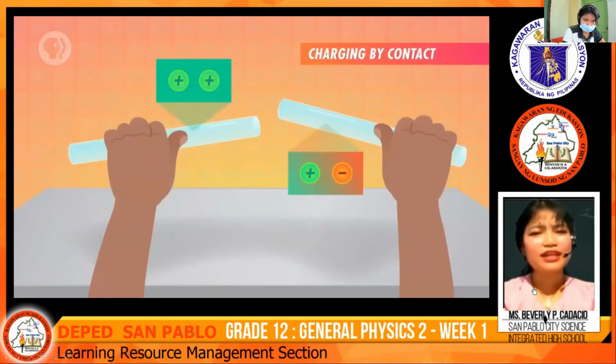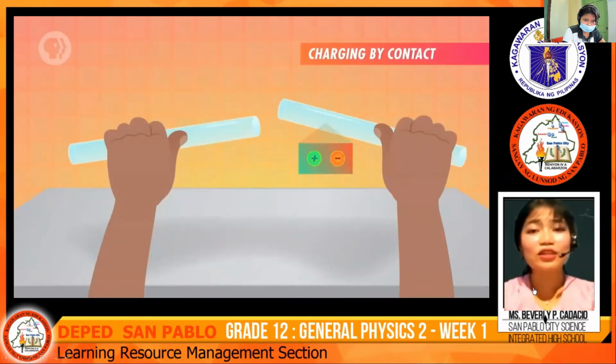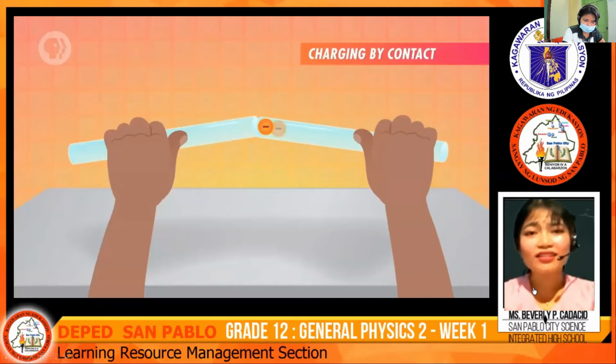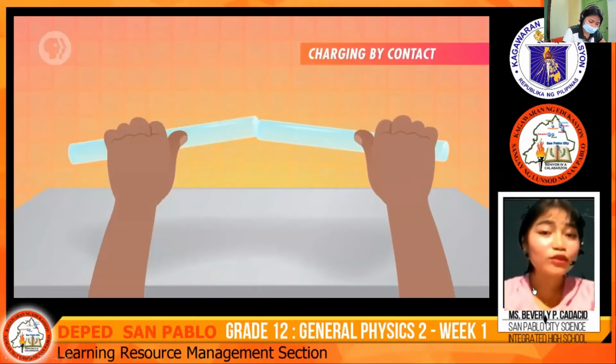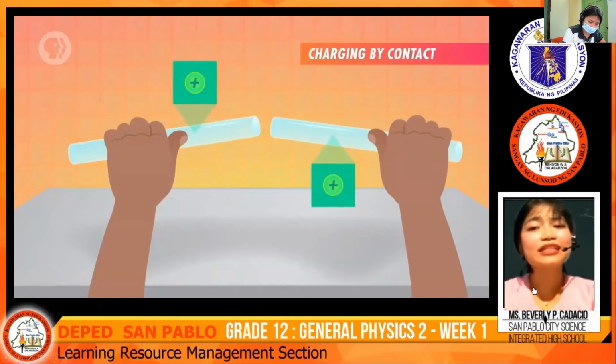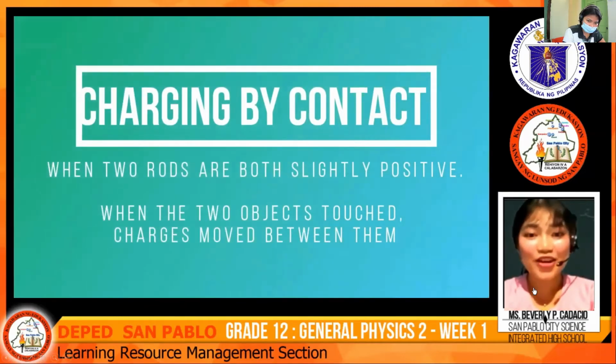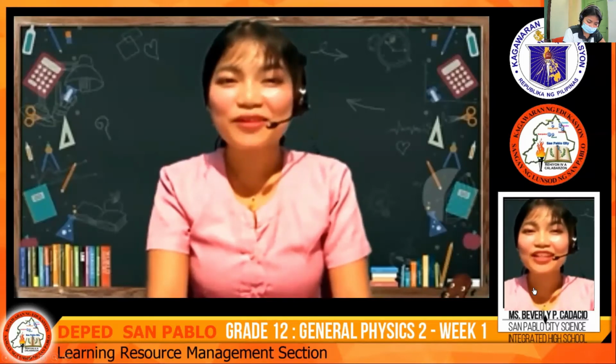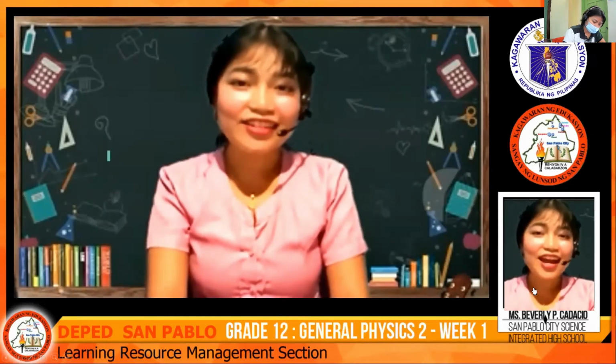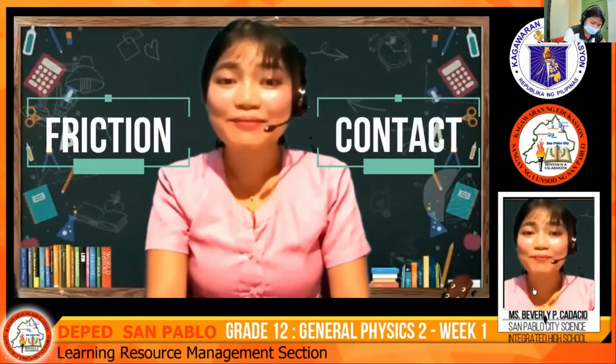Now, if we bring our positively charged glass rod in contact with another neutral rod, some of the negative charge, that is, some of the electrons, will jump from the neutral rod to the positive one until both objects have the same distribution of charge. We have two rods that are both slightly positive. This is called charging by contact. When the two objects touch, charges move between them. So, charges can move when different materials touch each other, either through friction or simple contact.